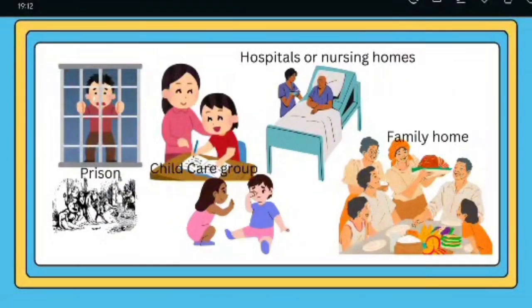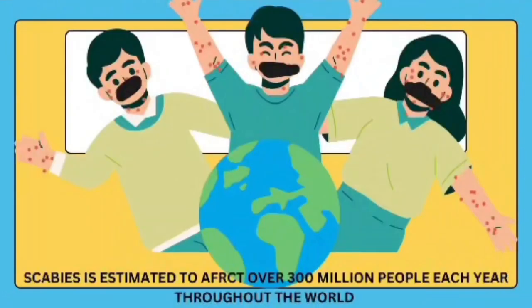Scabies commonly occurs in people in crowded living conditions, such as those found in prisons, child care groups, family homes, and hospitals or nursing homes. Scabies is estimated to affect over 300 million people each year throughout the world. It can affect people of all ages, races, and genders.